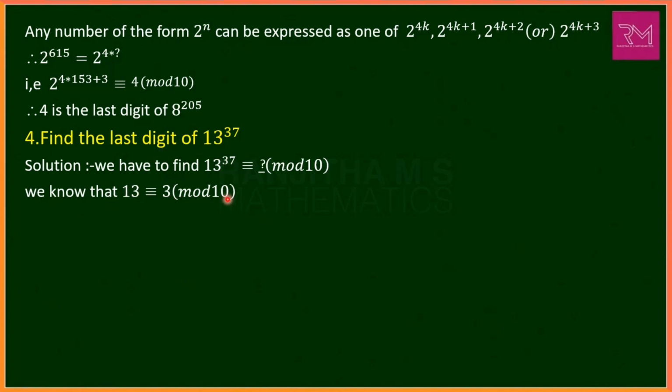This is because we can write this as 10 divides 13 minus 3. 13 minus 3 is 10. So obviously 10 divides 10, this value is satisfied. Call this equation number 1.